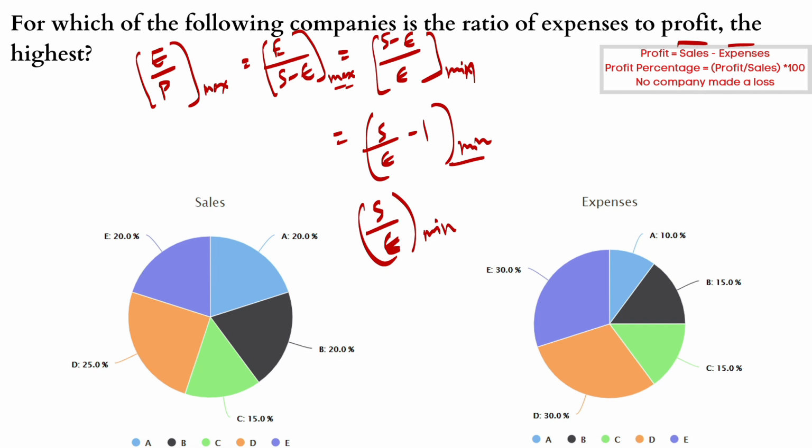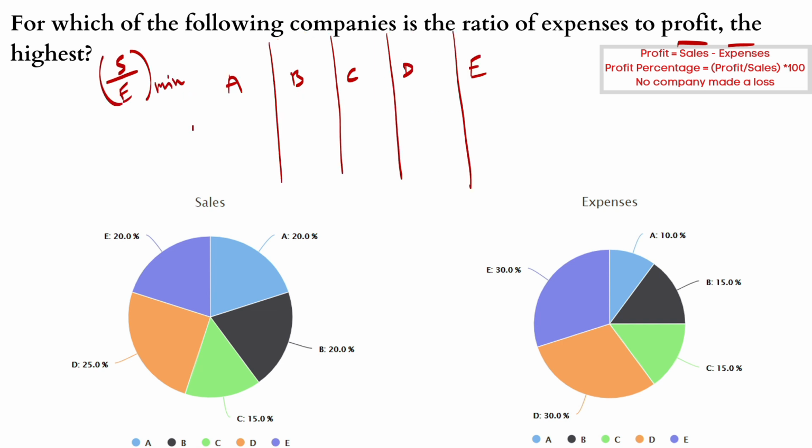Okay, so we will take S by E values for each and every company, and for which company the value is least, we can say that for that company the expenses to profit ratio is the highest. So what is the S by E value of A? S of A is 20 and E of A is 10. So 20 by 10, it's 2 here. And what about B? S by E, 20 by 15.